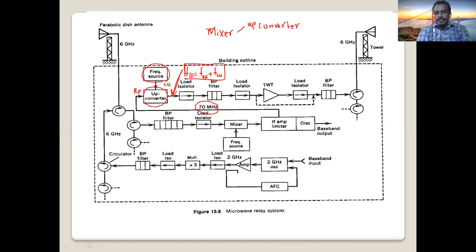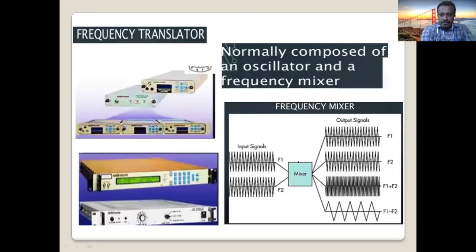So definitely the RF frequency, our carrier frequency, is scaled up, increased by mixing the RF with the local oscillator. We can increase the frequency. This type of mixer we call an up converter mixer. Okay. So as you can see here, this mixer device takes two input signals, one with frequency F1, another with frequency F2. So two inputs mixed together.